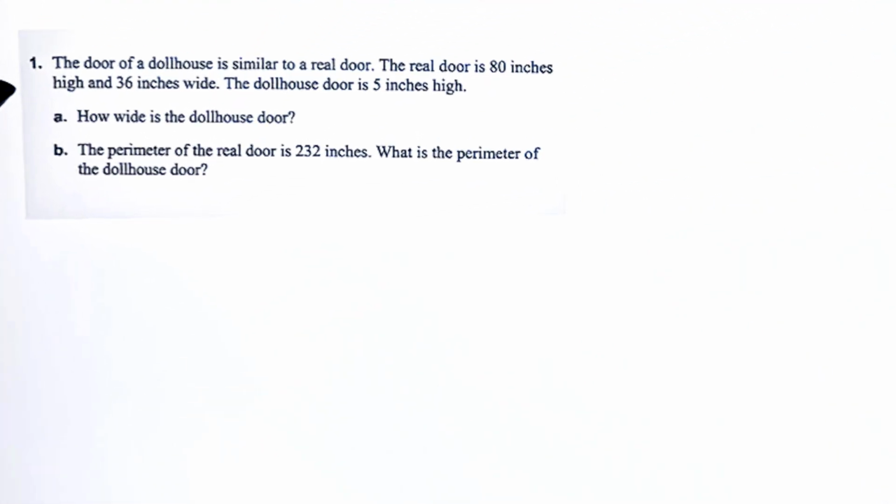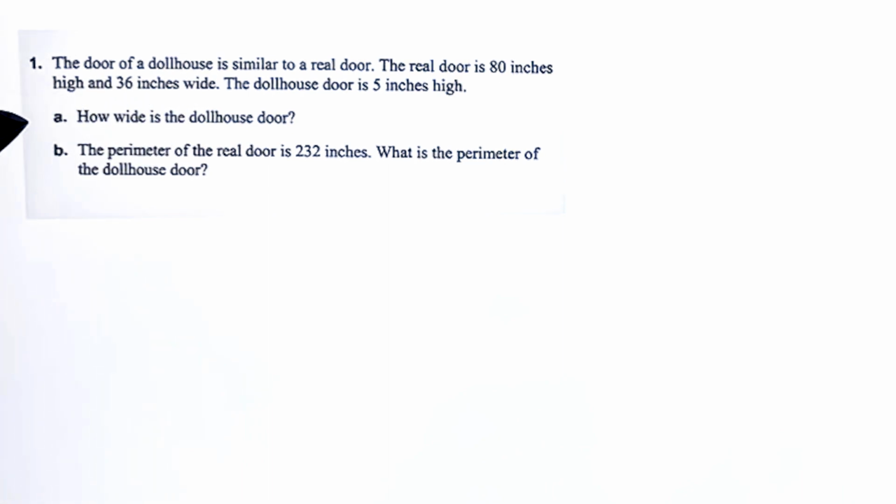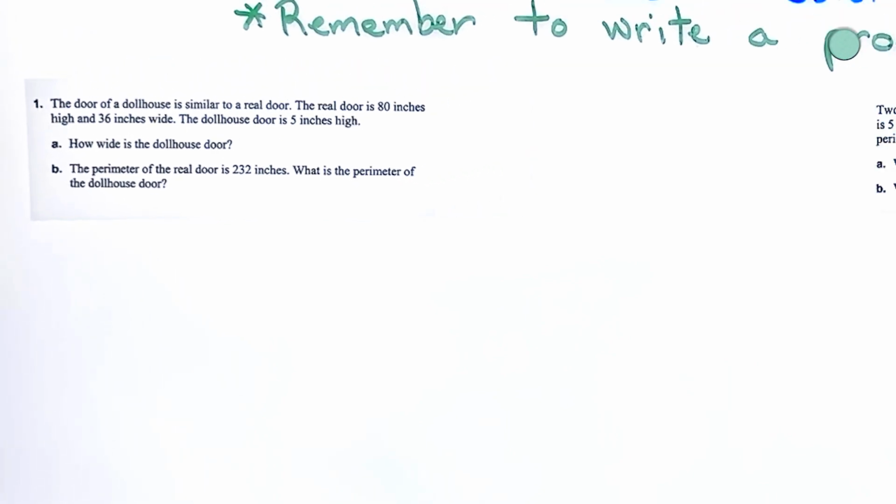The door of a dollhouse is similar to a real door. The real door is 80 inches high and 36 inches wide. The dollhouse is 5 inches high. How wide is the dollhouse? The perimeter of the real door is 232 inches. What is the perimeter of the dollhouse?